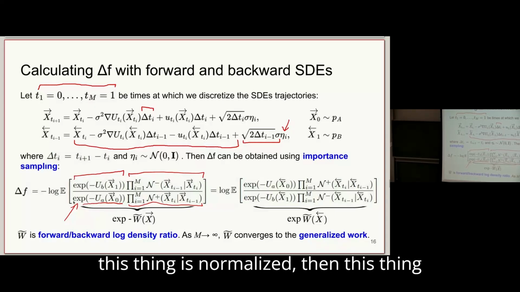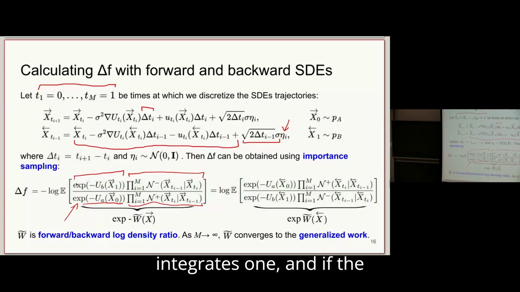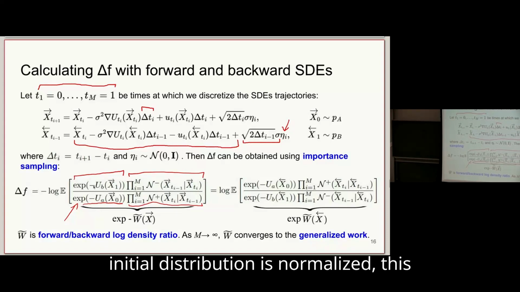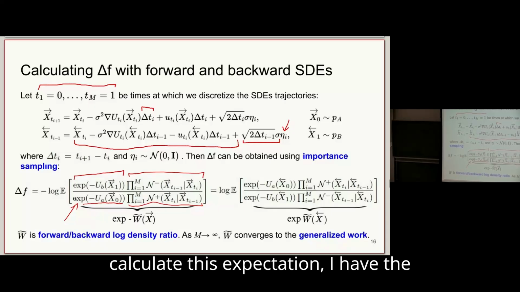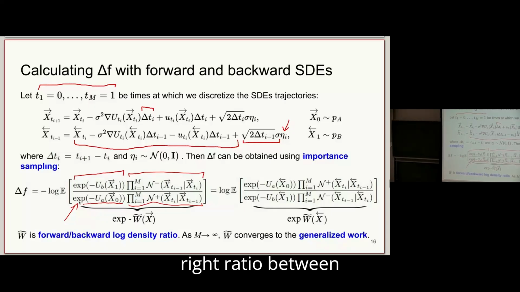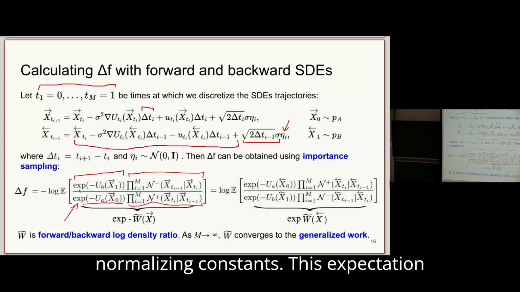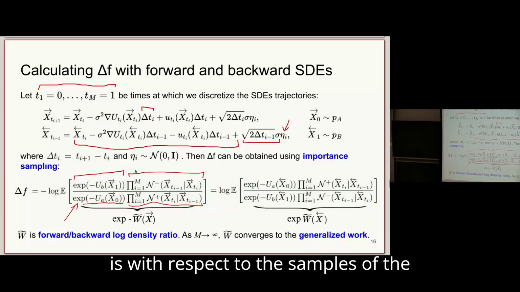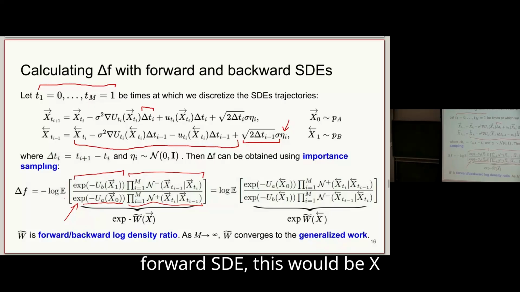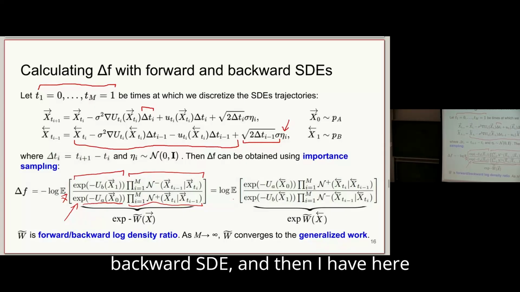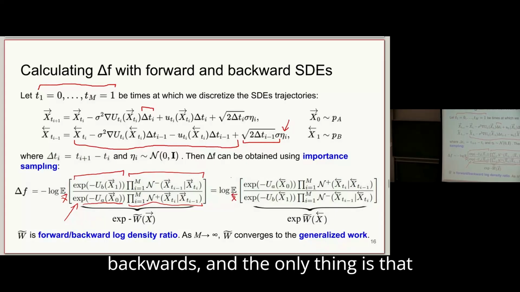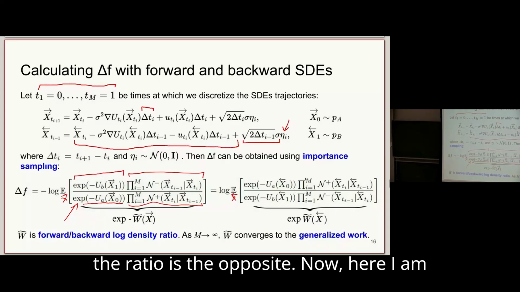Because if this thing is normalized, then this thing integrates to 1, and if the initial distribution is normalized, this thing also integrates to 1. So if I calculate this expectation, I have the right ratio between normalizing constants. This expectation is with respect to the samples of the forward SDE. This would be x forward. Okay? I can do the same the other way with respect to samples from the backward SDE, and then I have here backwards. And the only thing is that the ratio is the opposite.